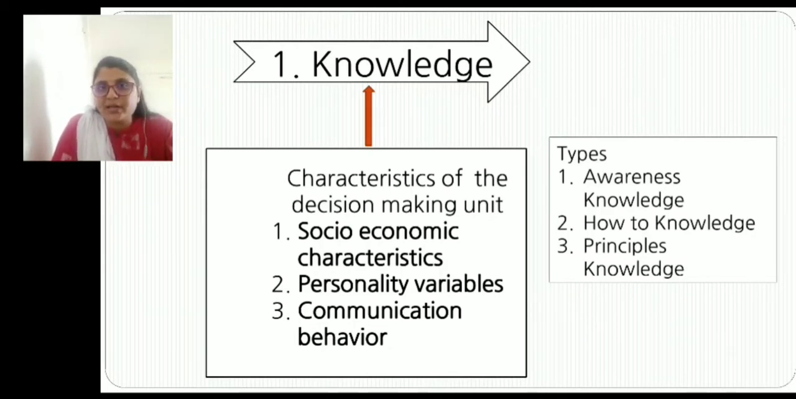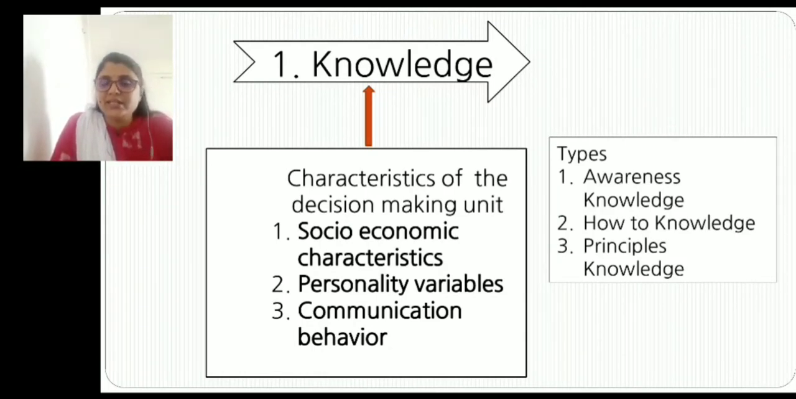So socio-economic characteristics, personality variables, communication behavior. The socio-economic characteristics are their age, their business, how much land they have, their family background, all these things. Personality variables: not all people have the same personality. Some are introverts, some are extroverts, and some are neutral. According to their personality, they gain knowledge and can express their knowledge to others.